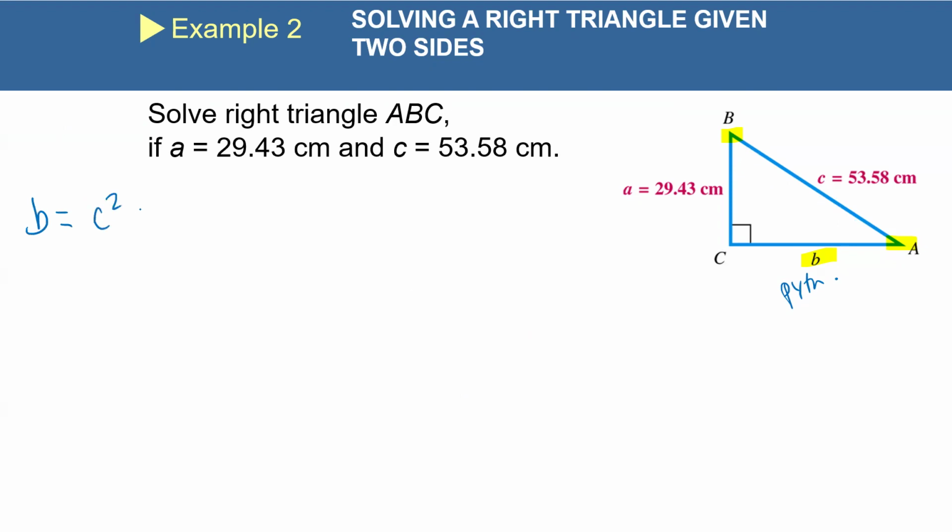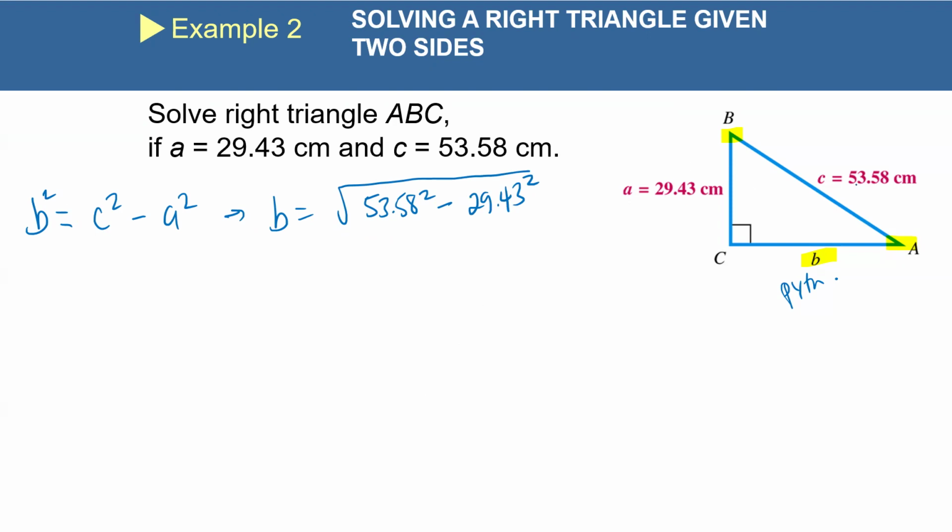So it's going to be our C squared minus our A squared. So B squared equals C squared minus A squared. We're going to plug in what we know. So to find B is going to equal the square root of 53.5800 squared minus 29.4300 squared.